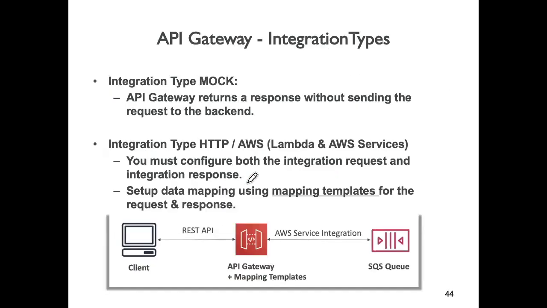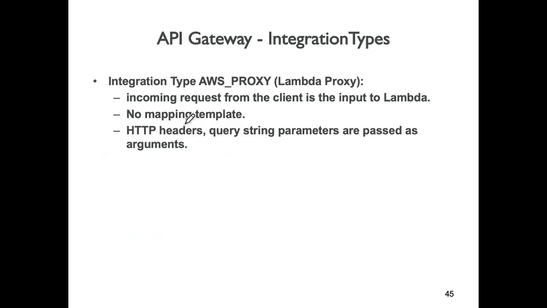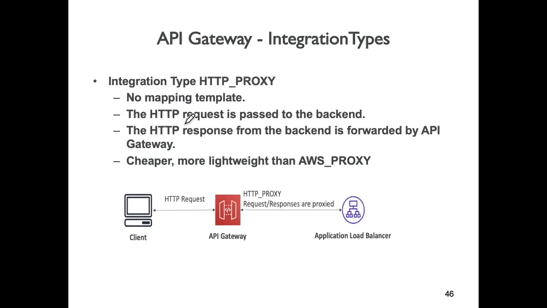Let's go forward again. So that's integration type number 3, and there is a fourth one called HTTP Proxy. And with HTTP Proxy, it's HTTP on the left and it's HTTP on the right. Okay, there's no conversion into a nice JSON format. A typical example of where this integration type would be suitable is if you had an application load balancer here. So that's a valid configuration to actually have an API gateway in front of the application load balancer.